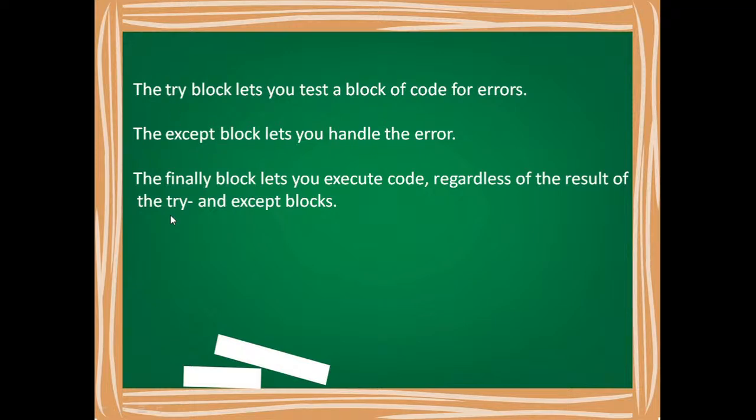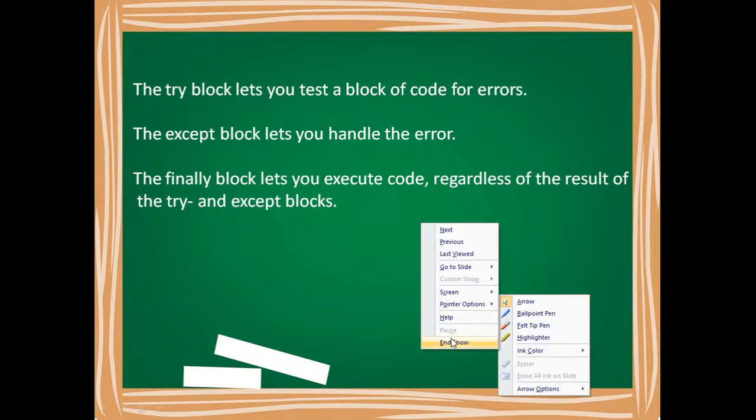We have a finally block also. The finally block lets you execute code regardless of the result of the try and except blocks. Whether the try block and except block have executed or not will not be considered by the finally block. After all of this, the finally block will be executed. That is about the finally block. Let's see a few examples so you can easily understand.